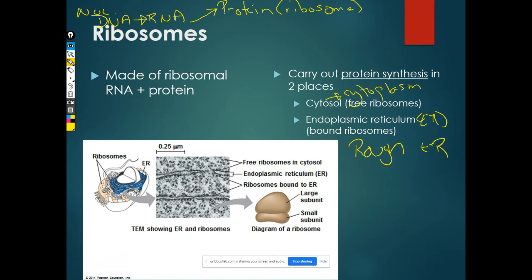Now, regardless, if our RNA goes to either of these places, something with a ribosome, doesn't matter, we're going to make a protein, because that's what ribosomes do best. They make proteins.